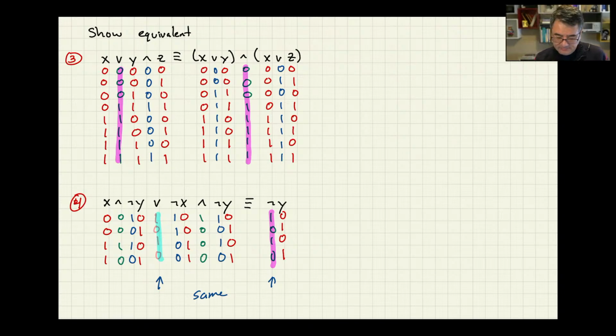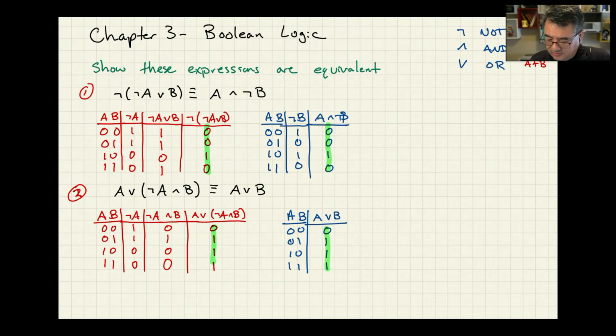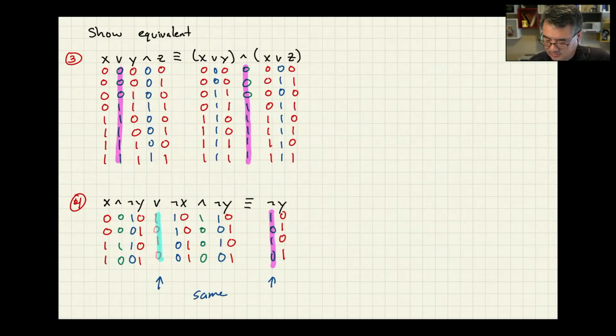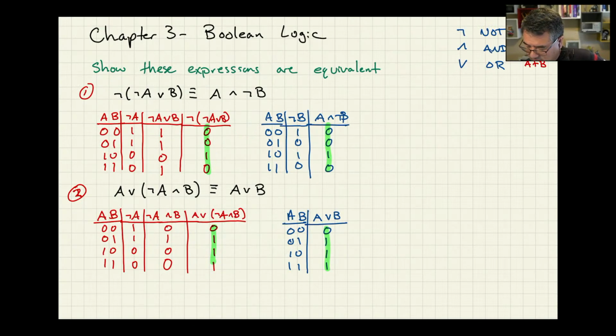So we got 3 problems we just did. We did the ones on the first slide, and then we did the 2 on this slide. It turns out that most of these actually have a name. This first one here, number 1, that is called De Morgan's.